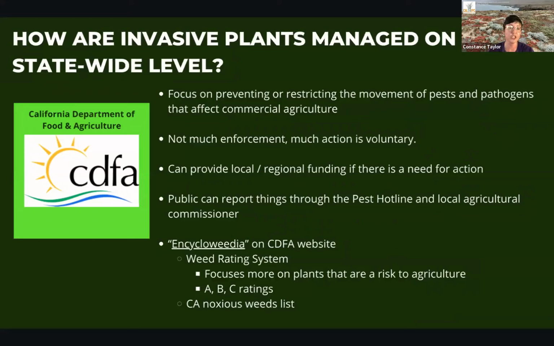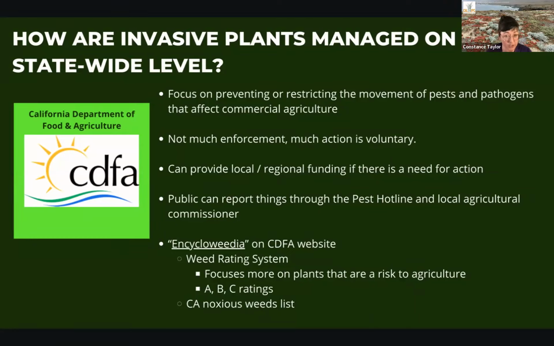Unfortunately, with all of this prevention, there is not much enforcement, and a lot of the action taken is voluntary. For example, Buy It Where You Burn It. It is not illegal to move firewood from one state to another or from Northern California to Southern California. So it is a voluntary action to not move firewood, and CDFA is doing the best they can to educate people so they can make a good choice around that.